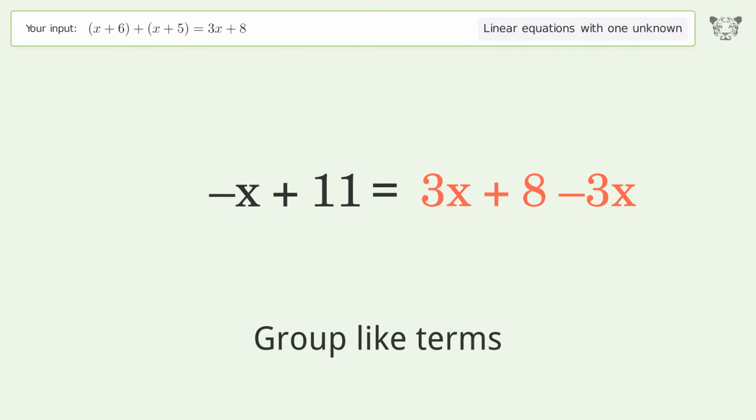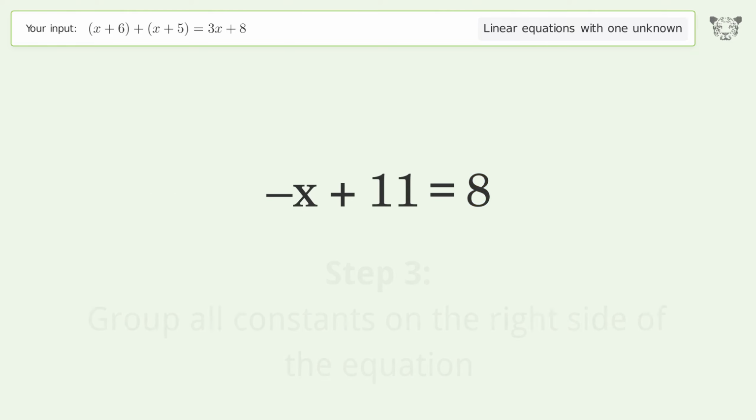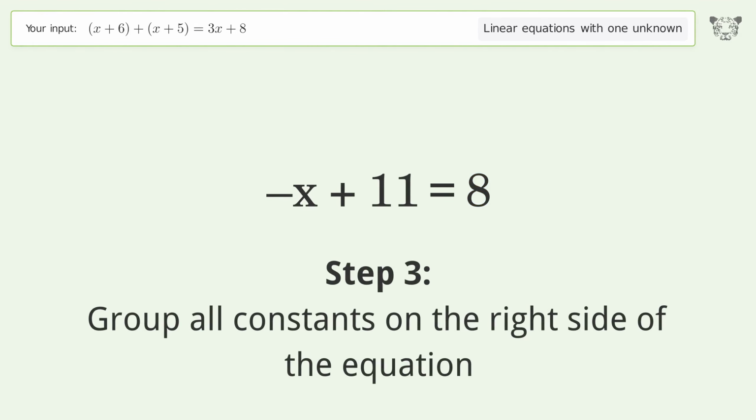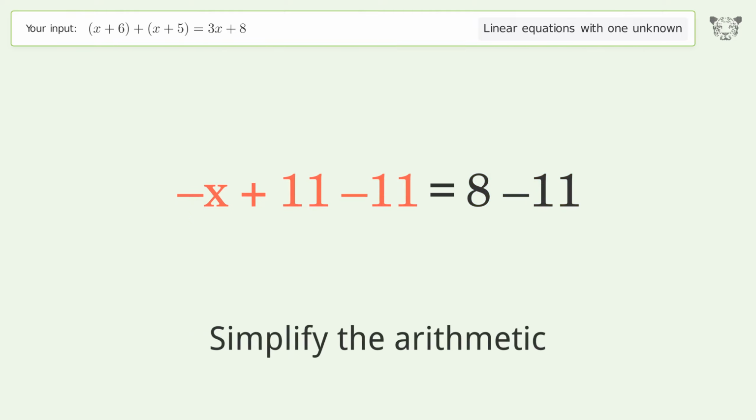Group like terms. Simplify the arithmetic. Group all constants on the right side of the equation. Subtract 11 from both sides. Simplify the arithmetic.